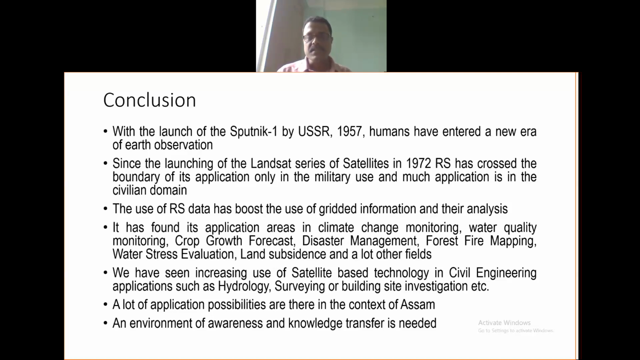Because only after 1972 has remote sensing crossed the boundary of its application, which was only military use before, and now it has given way to the civilian domain. So we are able to see or make use of this technology with the launch of the Landsat series of satellites in 1972. Then the third one is that the use of remote sensing data has boosted the use of gridded information and its analysis.